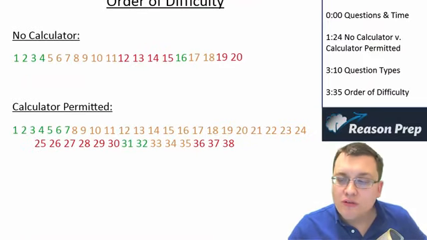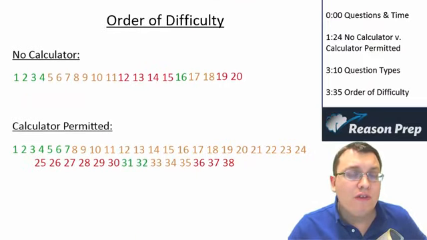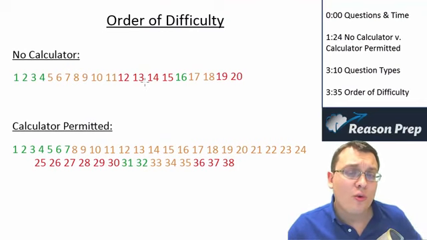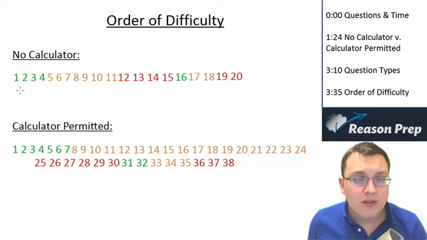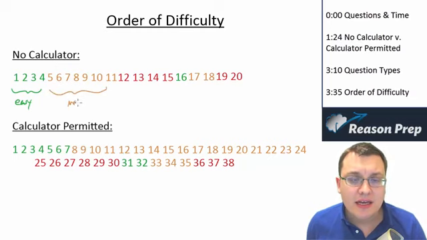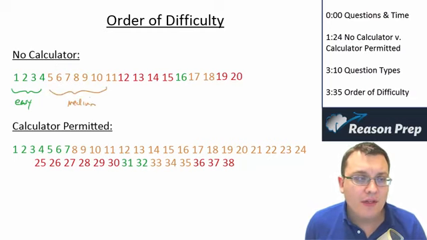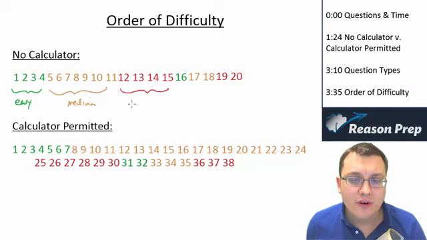There is an order of difficulty. It's a rough order of difficulty, but it does exist for the math section. So they do get harder as they go along. So you can imagine for the no calculator section, the first few questions are easy. The next set are medium. And then the last set are difficult.